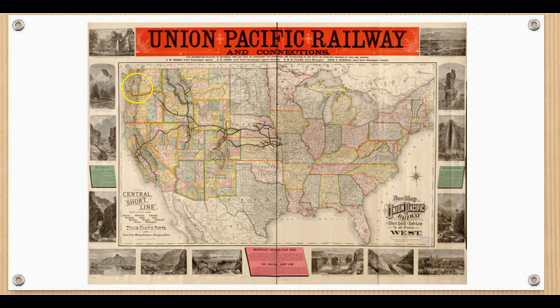Okay, this is an antique map, so an old one that shows you that same rail line. The other one was a little bit easier to see. You can see that they started here and it goes all the way across to San Francisco.